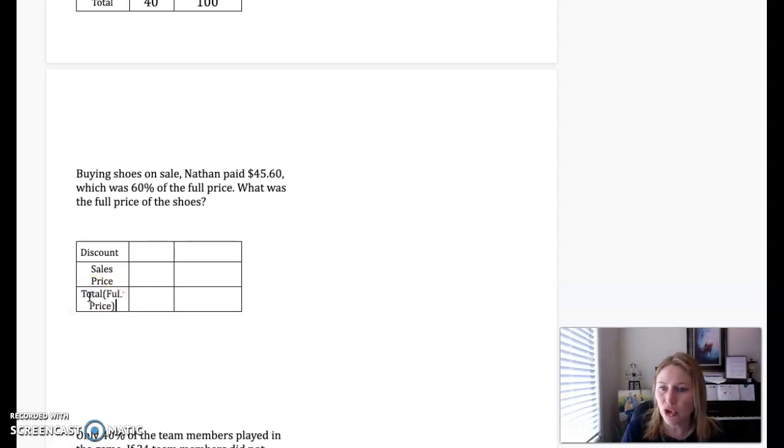Because that's usually what the total is for these types of questions. Okay, so you're going to have your discount, you're going to have your sales price, and then you have your total or your full price. So let's read this question and find out what information we have and what maybe we need to find out.